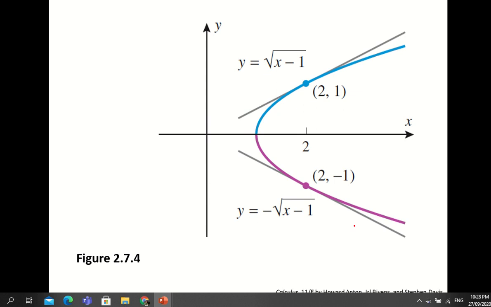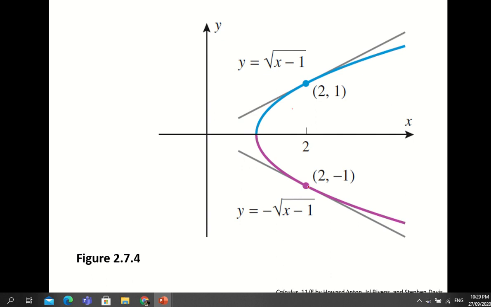Then for the parabola, this is an example of a parabola that opens to the right. For a parabola, you also have two values when you solve for y: the positive values and the negative values. So when you solve for y in terms of x, we have y equal to the square root of x minus 1, and this represents the upper portion. This is what we call a semi-parabola, the blue one, and this is the tangent line at this point.